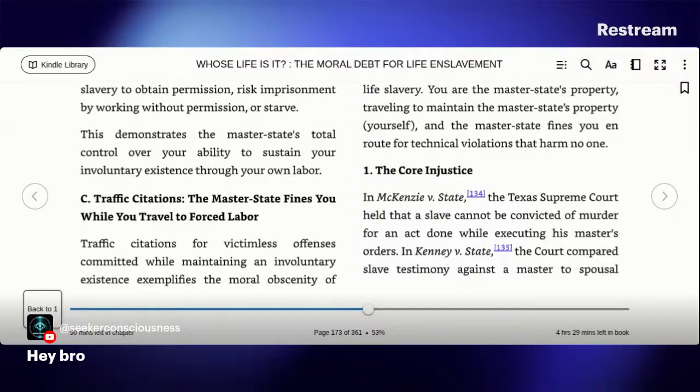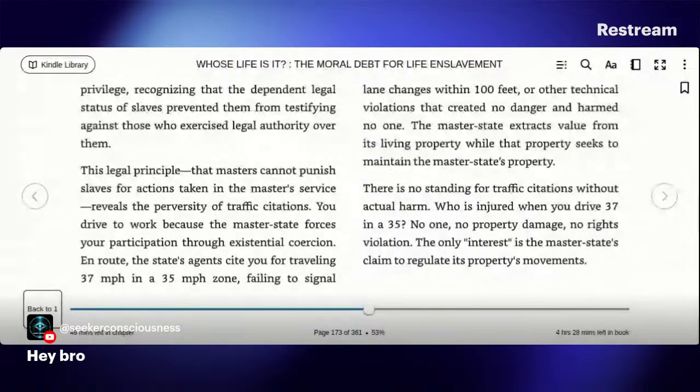In Kennedy versus State, the court compared slave testimony against a master to spousal privilege, recognizing that the dependent legal status of slaves prevented them from testifying against those who exercised legal authority over them. This principle, that masters cannot punish slaves for actions taken in the master's service, reveals the perversity of traffic citations.